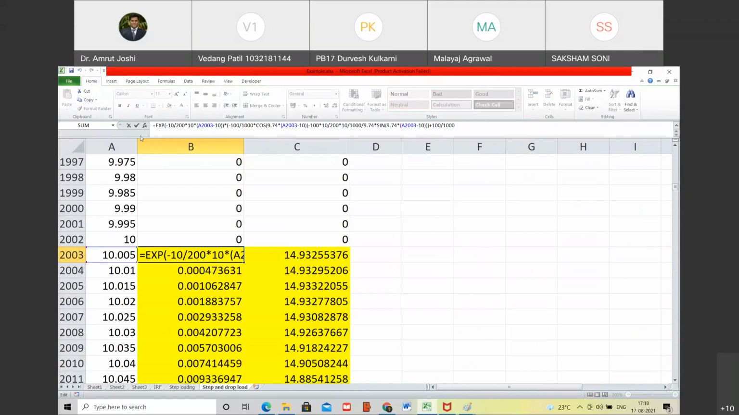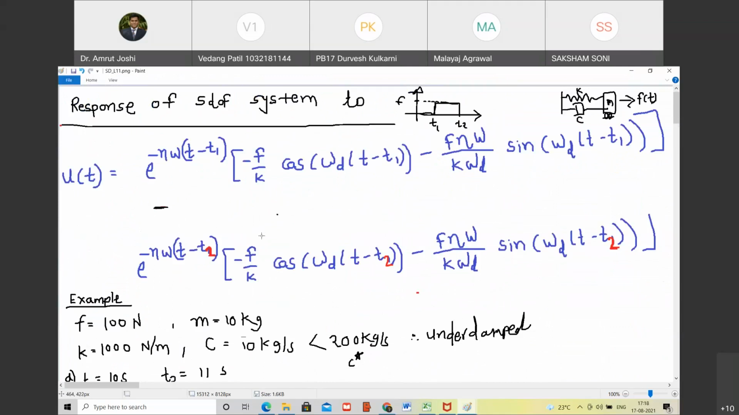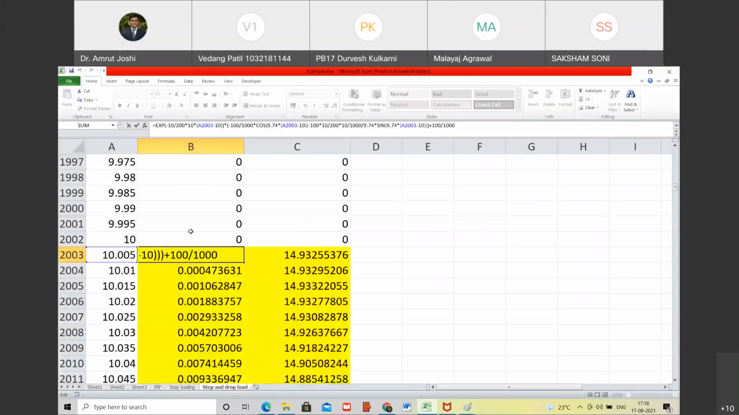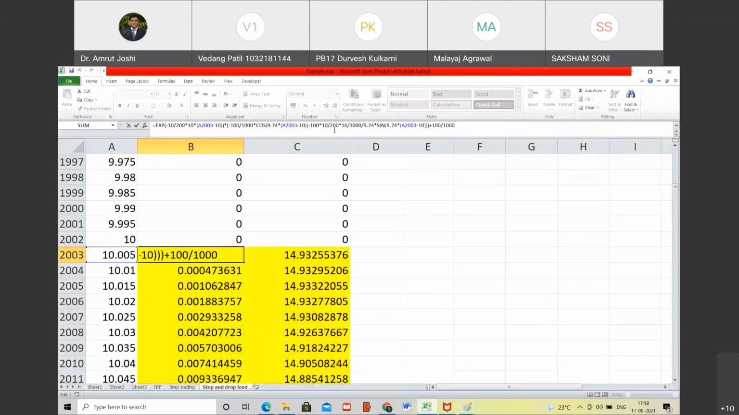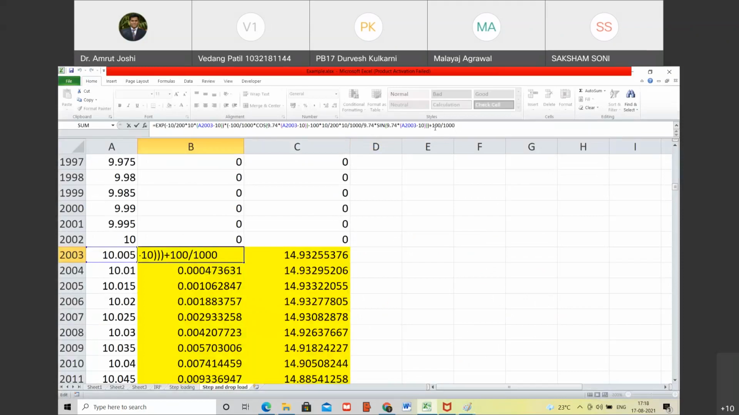जरा देखो क्या गड़बड़ की है. This expression is plus F by K. It is minus here, minus eta omega t. So minus eta omega t, that's correct. Minus expression cos of omega d into t, that's correct. Then minus 100 into 10. What is 100? Yes, 100 into 10 by 200, that is correct. Into 10 is omega, divided by k is 1000, divided by omega, that is correct. Sine of omega dt, this is also correct.